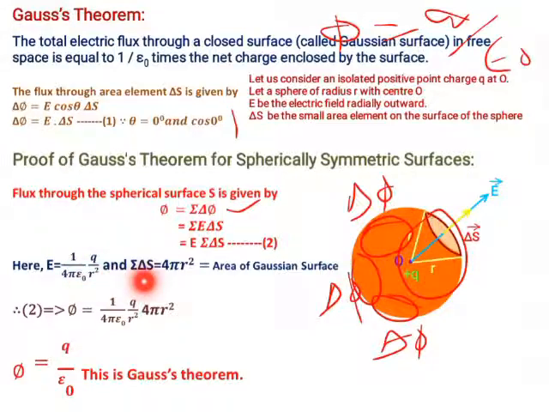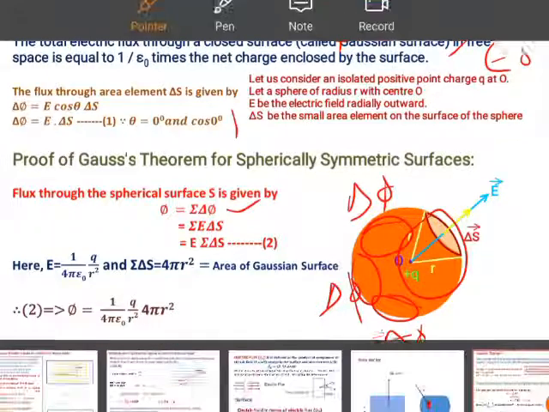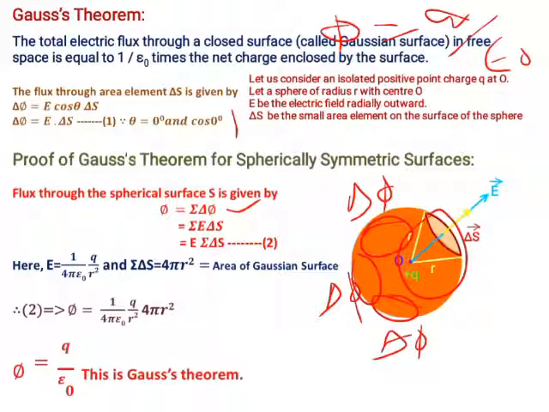Substitute the value of E and delta s in equation number 2. Therefore, equation 2 implies phi is equal to 1 divided by 4 pi epsilon naught q by r square into 4 pi r square. Which quantities get cancelled? This 4 pi and this r square, these two get cancelled. What is remaining? q divided by epsilon naught. Therefore, phi is equal to q divided by epsilon naught.